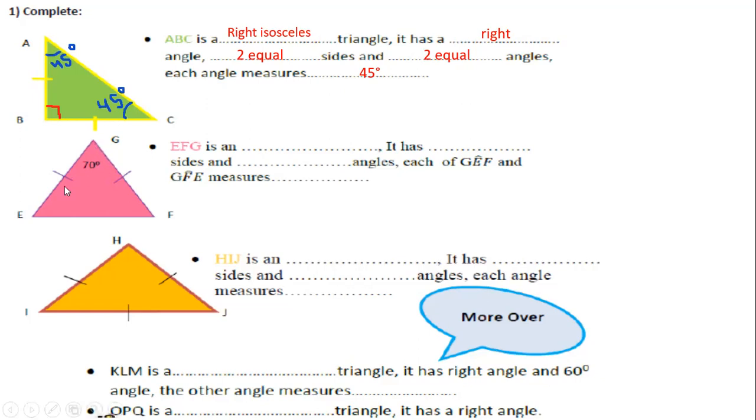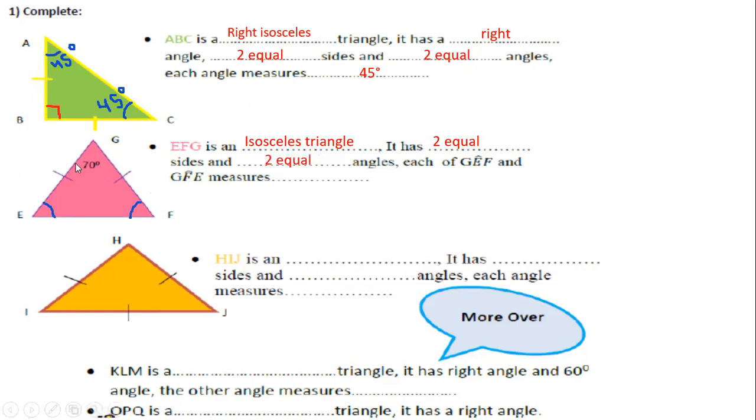Which triangle has two equal sides? Isosceles. Yes, EFG is an isosceles triangle. It has how many equal sides? 2 equal sides, and these two angles will also be equal. So it has 2 equal sides and 2 equal angles.